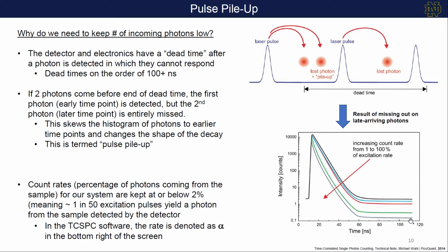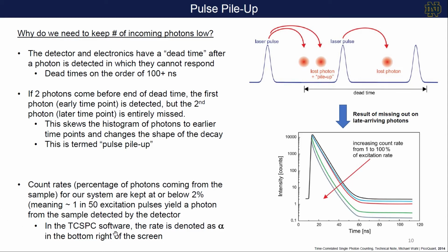But again, the only reason this is happening is because we're preferentially reading the early time point photons, and we're totally missing out on the later time point photons. The way we avoid this is by dialing back the count rate, or the percentage of photons coming from the sample. Typically for our system, we try to keep our count rate at or below 2%. That means roughly 1 in every 50 excitation pulses should yield a photon from the sample. As long as you're doing that, you can generally avoid this pulse pileup problem.